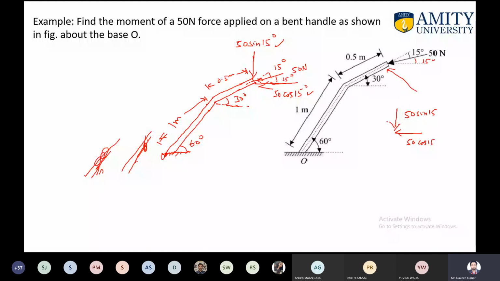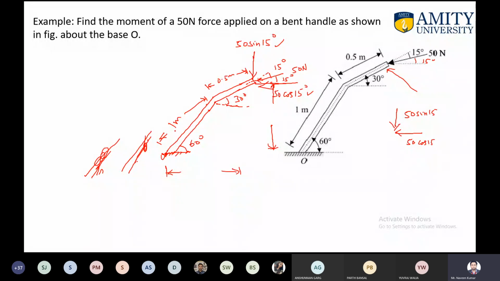Now what do I have to do? I have to calculate the moment about this point O. So for this vertical force, what will be the final distance? This will be the final distance, because the force is acting downward. So this will be the exact distance. Similarly, for this force, what will be the exact distance? You can go from here to here. This will be the final distance which you have to calculate.